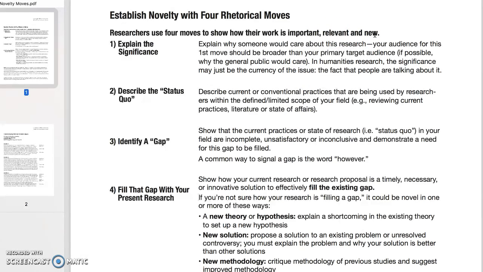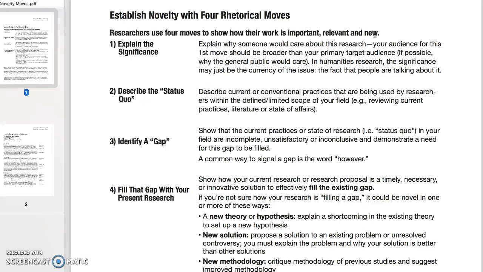So first, to do this, we have to explain the significance. So this would mean explaining why someone would care about this research. And even if you think it's immediately apparent to you or someone you work closely with why this would be significant in your field, it can be helpful to think about why this is significant to the general public. What contribution is this having that would be significant to someone outside of your field?